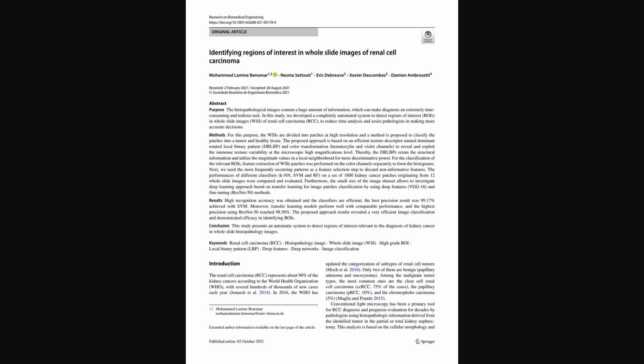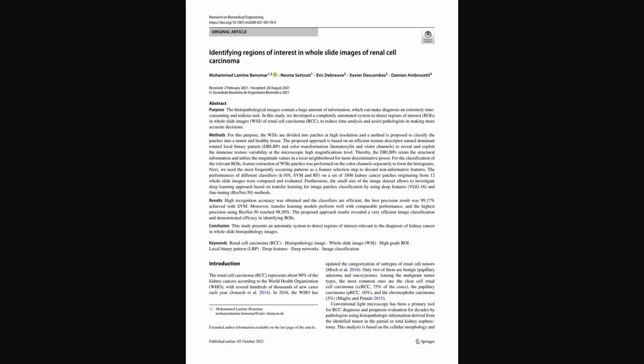The main goal here, as you might imagine, is tackling the sheer amount of information in whole slide images, or WSIs, specifically for kidney cancer, renal cell carcinoma, or RCC. Manually finding the important bits, the regions of interest, is incredibly time-consuming for pathologists. So this team developed a fully automated system to pinpoint these ROIs. Their method is pretty clever.